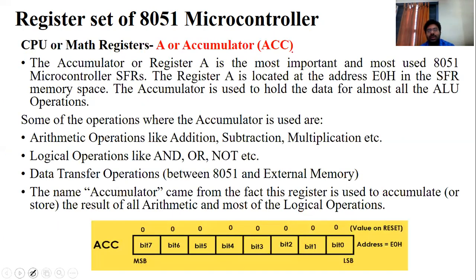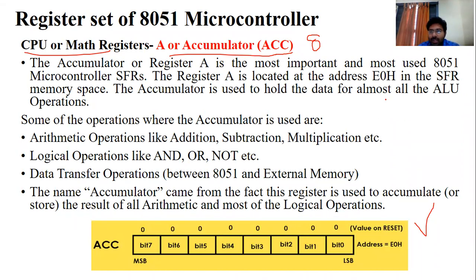You know that the accumulator is an 8-bit register. So in most of the operations performed by the CPU, one of the operands is always the accumulator. See, this is an 8-bit register. Most of the operations are performed by the CPU.